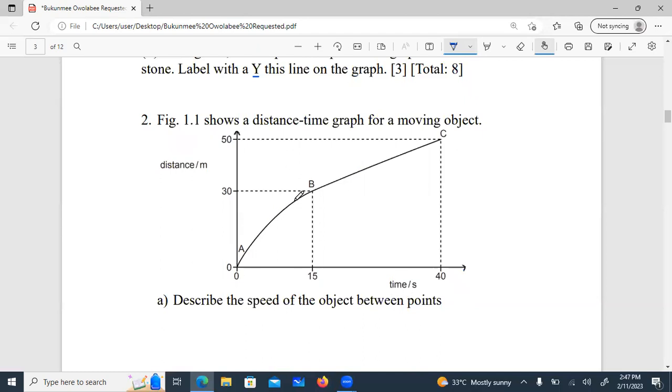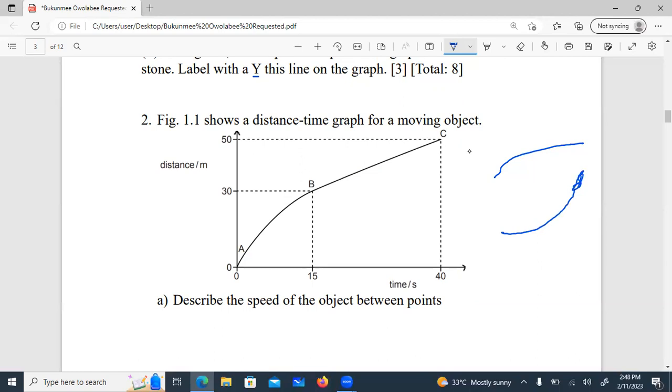It's curved in a clockwise direction to the right-hand side. It curves in a clockwise direction. So the way the slope curves shows whether the object is accelerating or decelerating. If the distance time graph curves this way, it shows that the object is decelerating. If the distance time graph curves in an anti-clockwise direction, it shows that the object is accelerating.